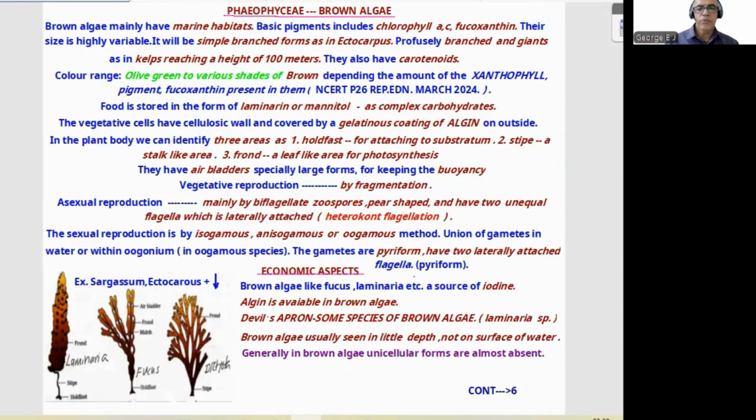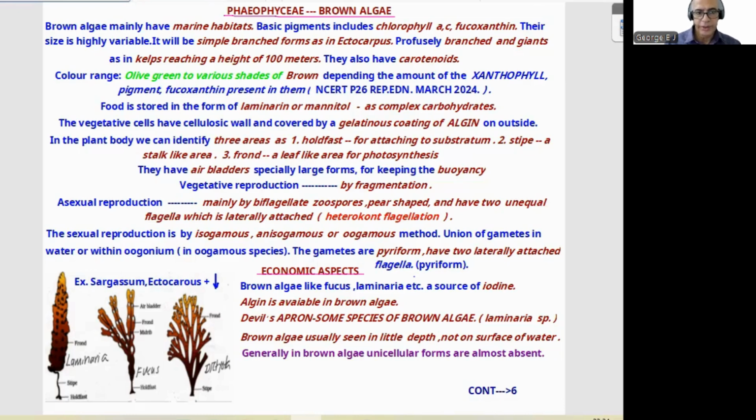So the next group is Phaeophyceae, brown algae. They mainly have marine habitats. Basic pigments include chlorophyll A and C, and fucoxanthin. Size is again highly variable. It can be a simple branched form as in Ectocarpus, or profusely branched and giants as in kelps, Macrocystis, reaching a height of 100 meters. They also have carotenoids.